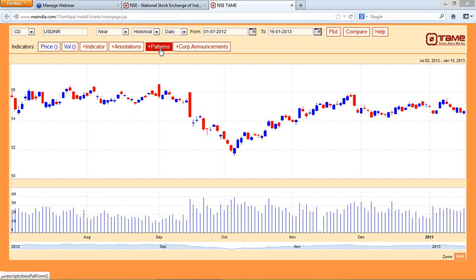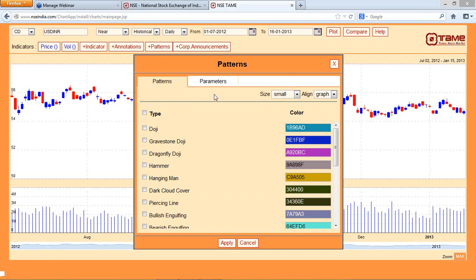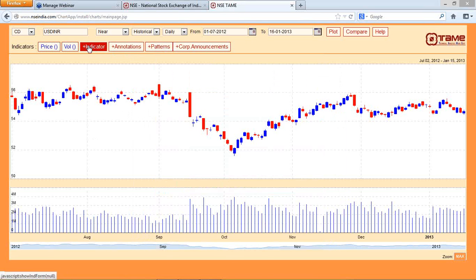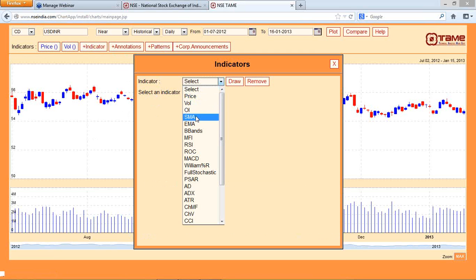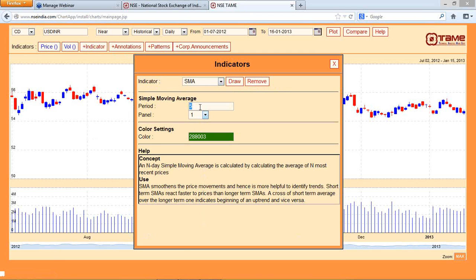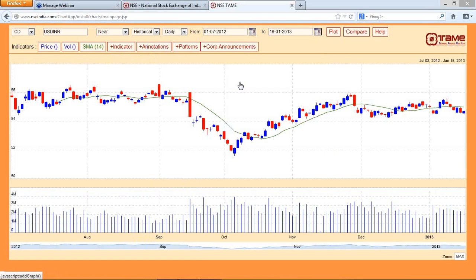Now let me insert some patterns also. Rather, let me insert a very simple moving average, a 14-day simple moving average, which I am plotting. I hope this is very, very clear to everybody how you can do the technical analysis. As you can see, this green line, which is not in the candle, which is a simple green line, is the simple moving average.